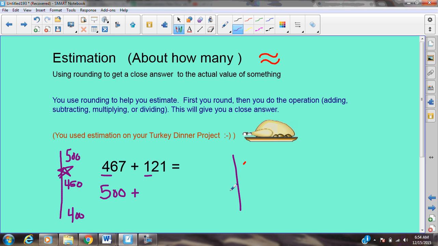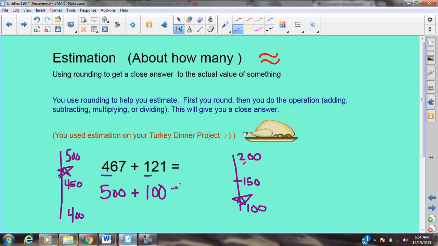121 has 100, so it could round to 100, or it could round to 100 more, which is 200. These are the two numbers that 121 falls in between. The middle number is 150. I know that 121 is less than 150, which would put it right around here somewhere, which makes it closer to 100 than it is to 200. So that means it rounds to 100.